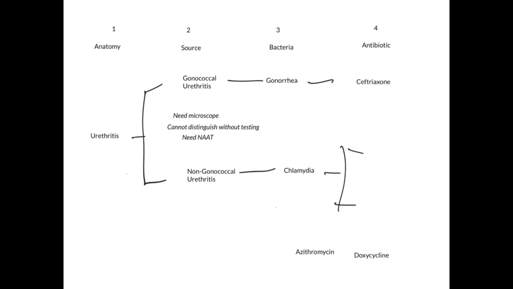So let's develop the structure a little bit further. So as far as non-gonococcal or gonococcal urethritis, we know that the bacteria for gonococcal urethritis is actually gonorrhea. Non-gonococcal urethritis is going to be chlamydia. Now the antibiotics are relatively straightforward. For gonorrhea, they're going to get ceftriaxone. And for chlamydia, they're either going to get doxy or azithromycin.